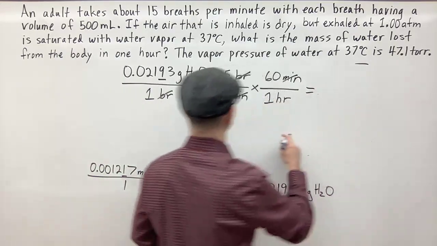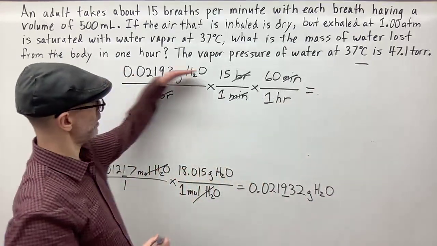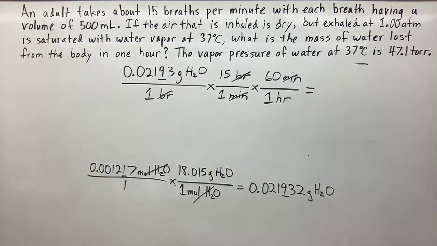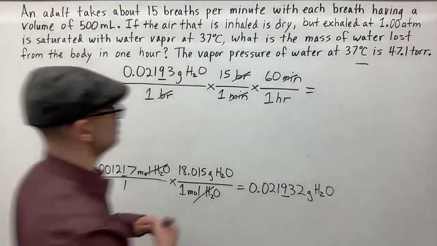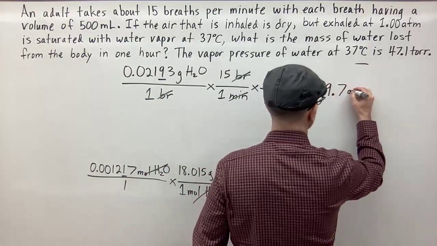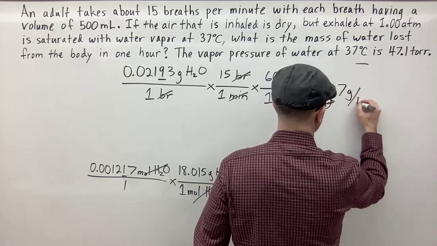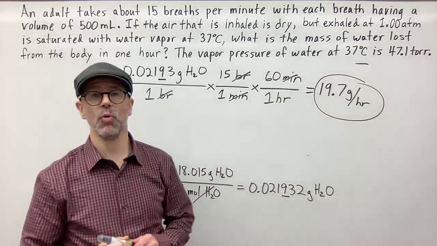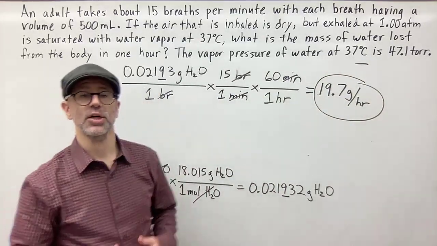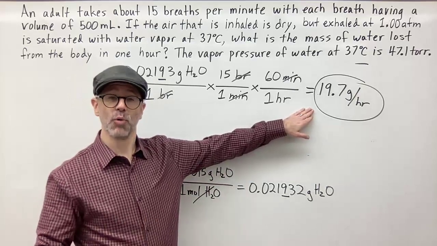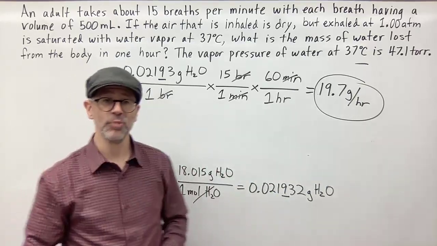So when I calculate this out, all I need to do is multiply and divide. And when I do that, I get 19.7 grams per hour. So that's the mass of water that is lost from your body when you breathe for 1 hour. So I hope this is helpful.